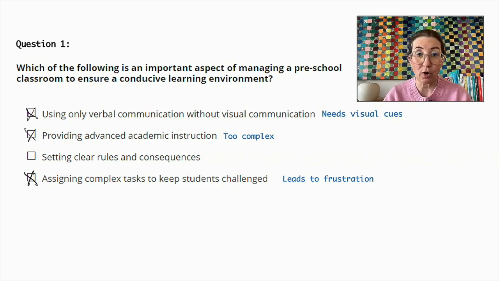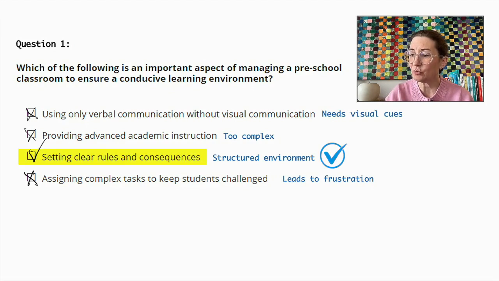The best approach is to set clear rules and consequences. Consistent guidelines help create a structured environment, ensuring children understand expectations and consequences, which is essential for maintaining order and promoting positive behavior. Thus, setting clear rules and consequences is the correct answer.